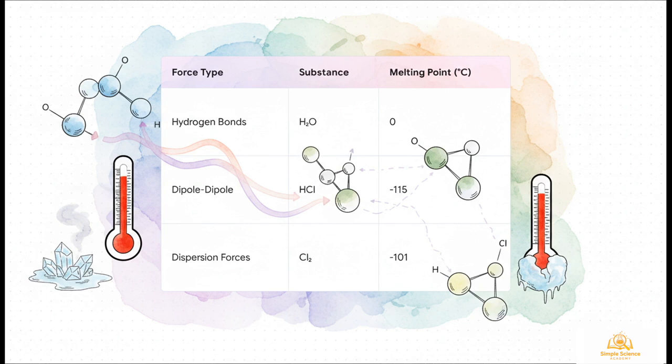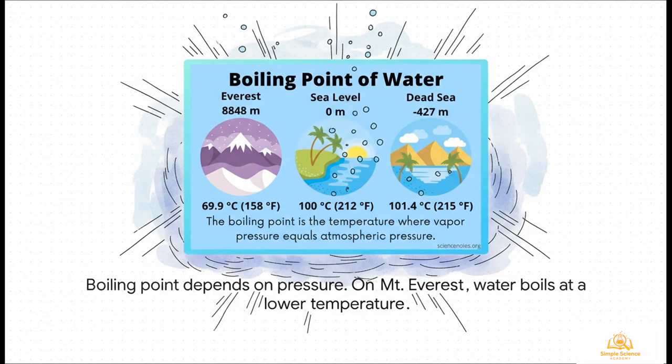Why? Well, it's because dispersion forces get stronger as molecules get bigger, and the Cl2 molecule is large enough that its dispersion forces are actually stronger than the dipole-dipole forces in the much smaller HCl molecule. It just goes to show you, it's not just the type of force, but also the size of the molecule that matters. And the same logic applies to boiling.